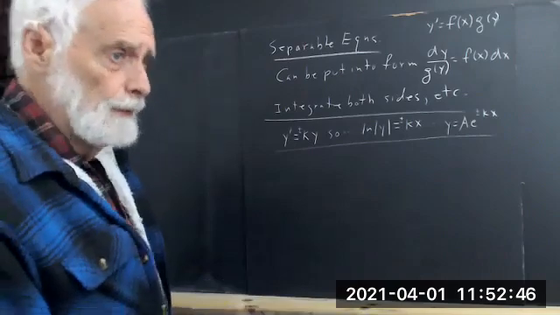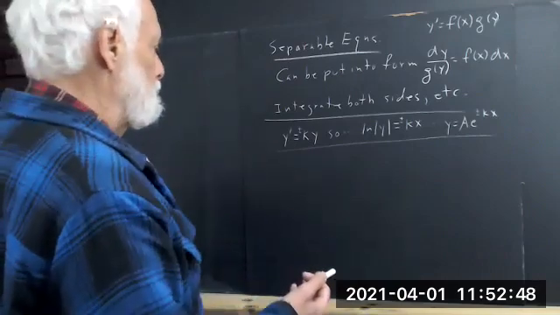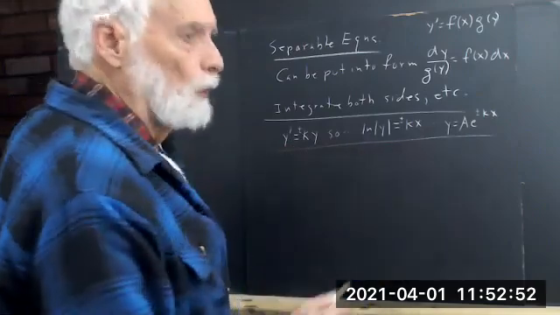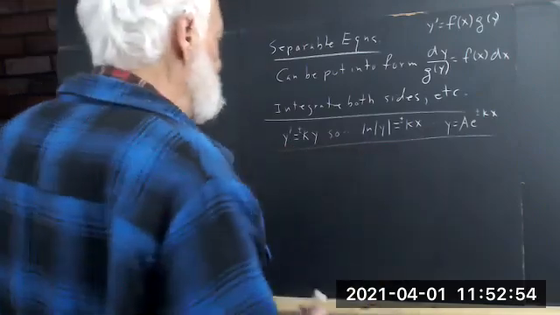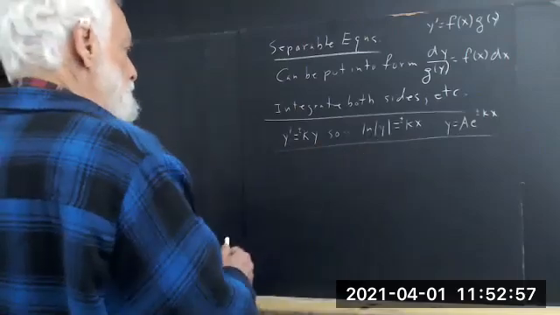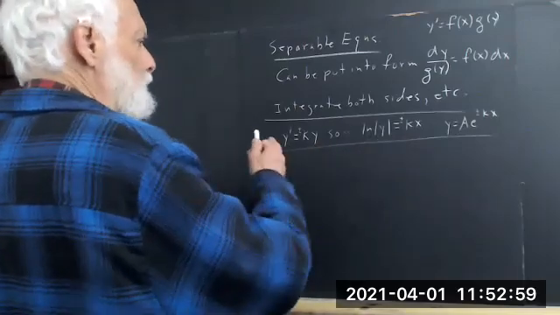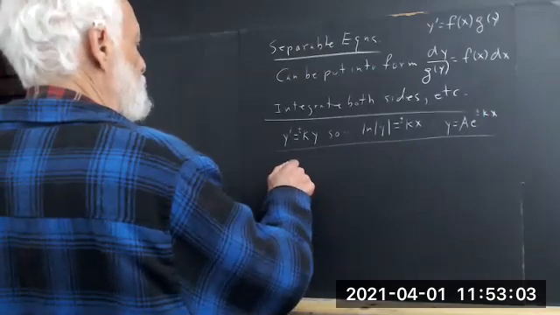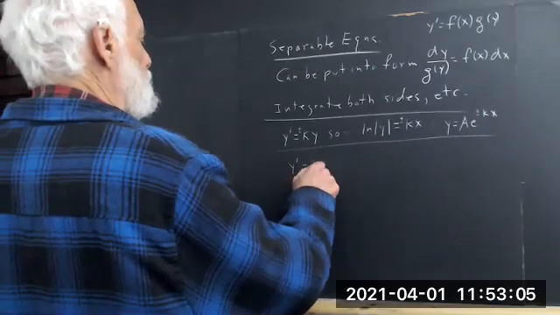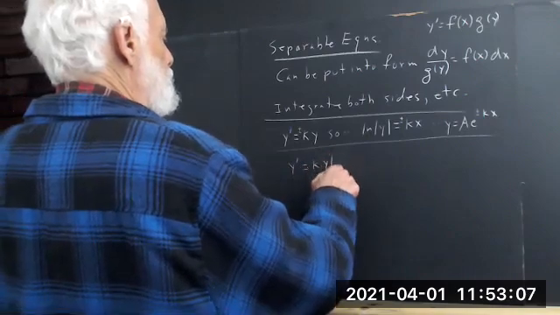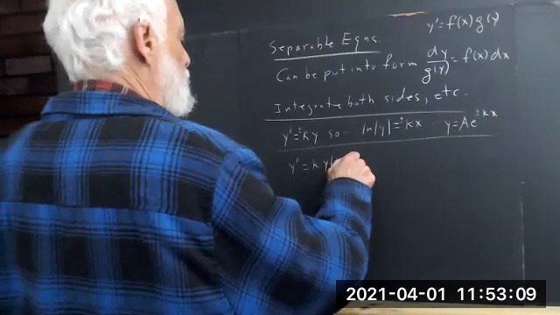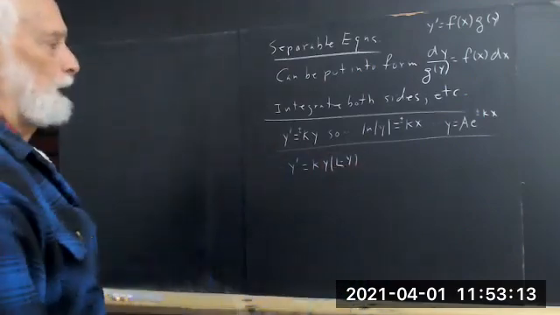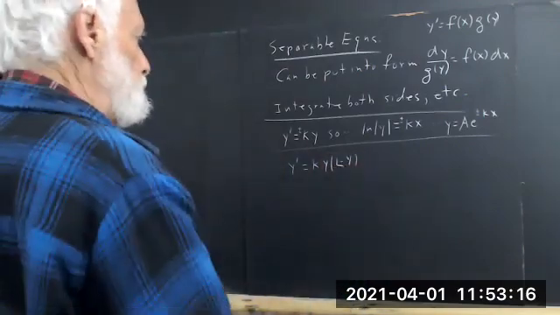Radioactive decay is another example, and you'd have a minus in front of your k, or your k would itself be a negative number. So that's something that I think is pretty easy. Now, another separable equation is like y prime equals k y times 1 minus y, or l minus y if you wish. That's a logistic equation.